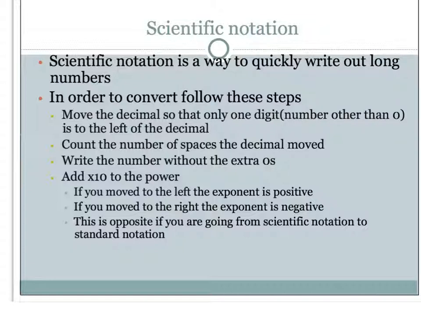First, you move the decimal so that only one digit, or a number other than 0, is to the left of the decimal. You count the number of spaces that the decimal moved. Now you will write the number without the extra zeros and add times 10 to the power of whatever number of spaces you counted. If you move to the left, the exponent is positive. But if you move the decimal to the right, then the exponent will be negative. These rules are opposite if you're going from scientific notation to what we call standard notation, or a normal way of writing numbers.